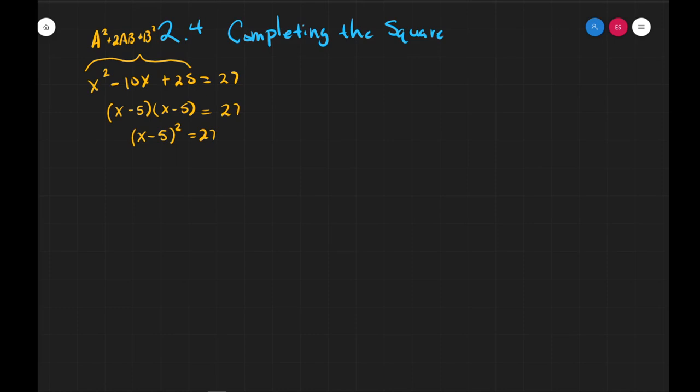Now, to get this by itself, same idea, we're going to square root both sides, and we get x minus 5 equals positive or negative square root of 27. And then from there, we can add 5 to both sides, and we get x equals 5 plus or minus the square root of 27. And that would be our pair of solutions for this particular problem.